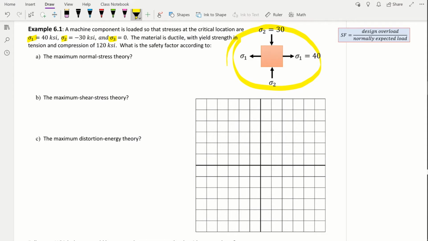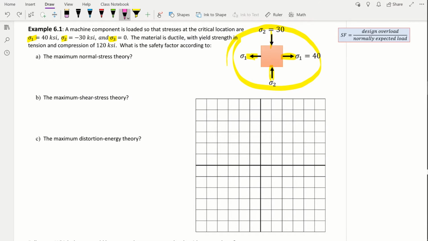But if it is, we have to pay close attention. In this one here, we have just normals, right? Only arrows that are trying to stretch or compress this member. There is no shear stresses, right? So anytime you only see normal stresses, even if they don't tell you, that's already principal stresses.